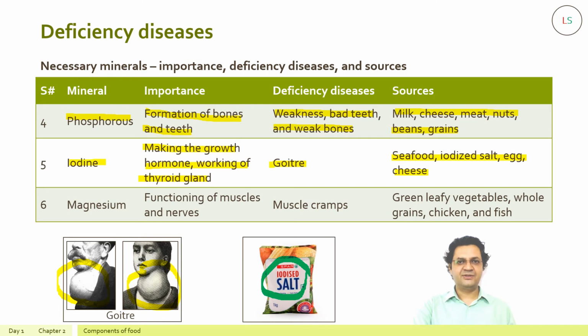Coming over to the last mineral, which is magnesium. Magnesium is important for the functioning of muscles and nerves. Its deficiency leads to muscle cramps, and its sources are green leafy vegetables, whole grains, chicken, and fish.